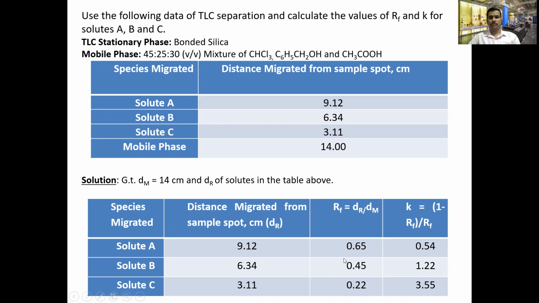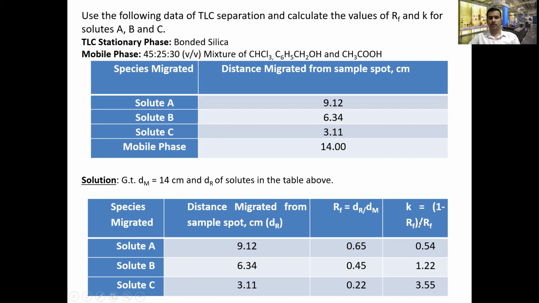So RF is ready now. Calculate the value of k. What is k? Capacity factor or retention factor. It can be calculated as illustrated in the previous problem: 1 minus RF divided by RF. So RF value is known. Calculate the k value for solute A, solute B, and solute C. So 1 minus 0.65 divided by 0.65, that is 0.54. 1 minus 0.45 divided by 0.45, 1.22. 1 minus 0.22 divided by 0.22, 3.55.